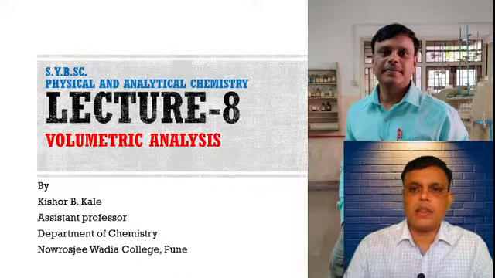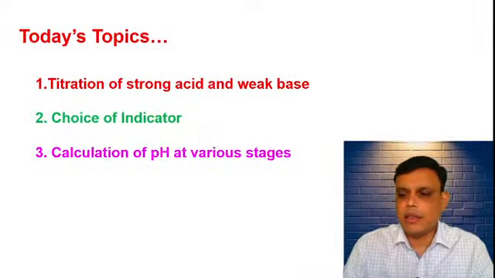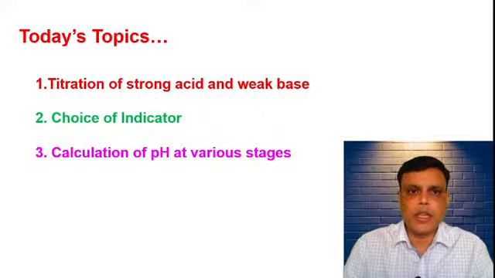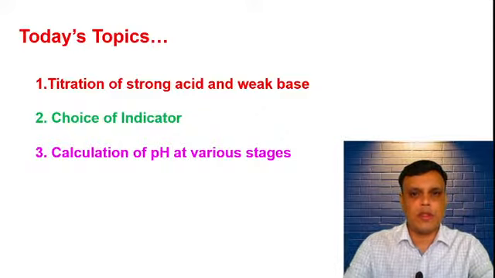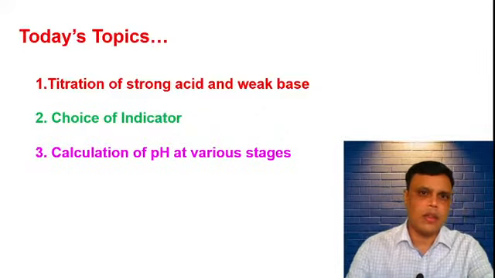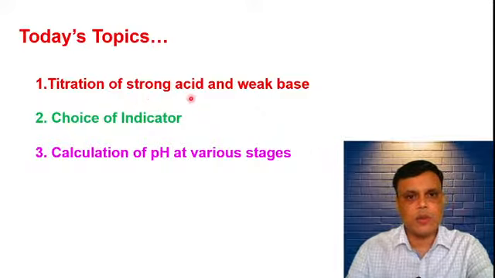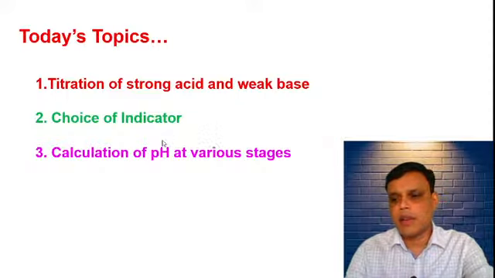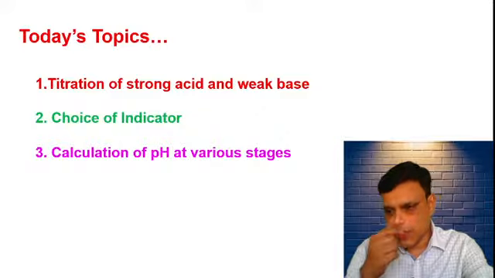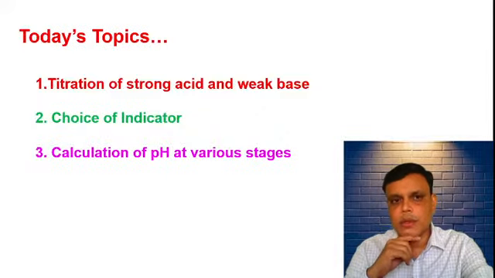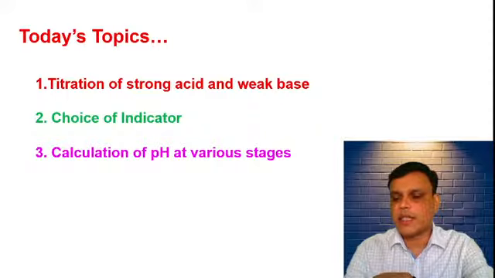Okay, so today these topics we are going to see. Today's topics, three topics are there: titration of strong acid and weak base. We will see it first. Then we will see the choice of indicator and calculation of pH at various stages. We have seen titration of weak acid and strong base. So today we will see titration of strong acid and weak base.